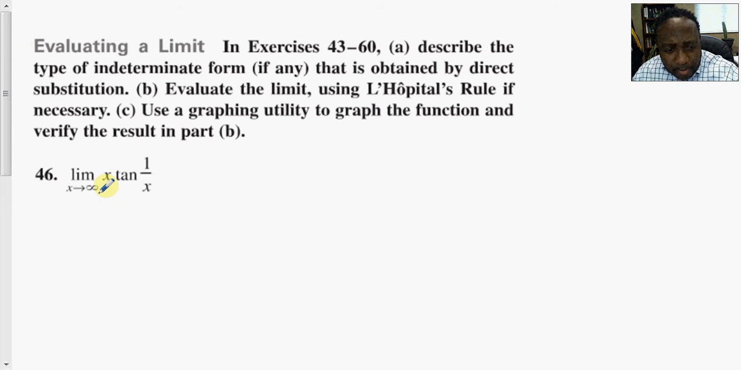So here, the limit as x goes to infinity of x times the tangent of 1 over x. Now, as x goes to infinity, 1 over x goes to 0. And so here we have the tangent of 0. Well, tangent is the sine over cosine, so it gives us 0 over 1, so it gives us 0. And so as x goes to infinity, we get infinity times 0 for our indeterminate form.